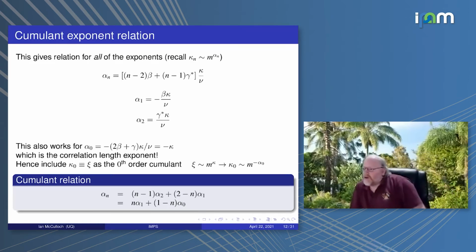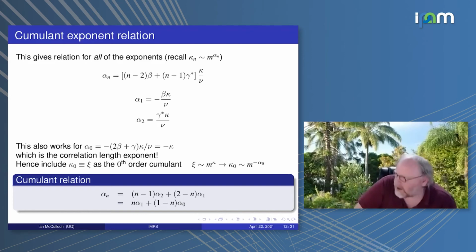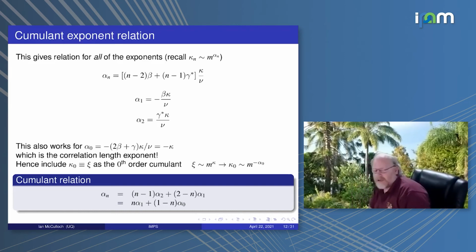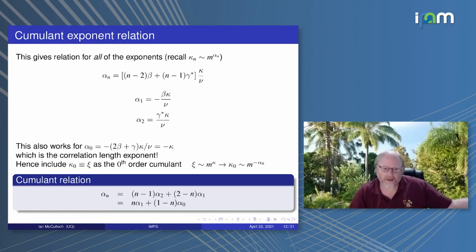Now, interestingly, this also works if we extend this backwards to alpha 0. If we look at the 0th order cumulant, this turns out to be just the correlation length itself. So it makes sense to define my 0th order cumulant as the correlation length, and then I can express all of the important exponents in terms of these kappa parameters. Then I can write my cumulant relation as a self-contained expression: given any two exponents, I can write down any other of the exponents.